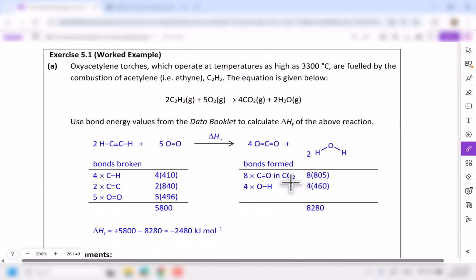Okay, so next we look at exercise 5.1. These are worked examples, so I will just briefly mention what has been written. You have oxyacetylene torches, which operate at 3,300 degrees Celsius, fueled by acetylene. This is the reaction. Then they ask you to use bond energy values from the data booklet to calculate the enthalpy change of reaction of the above reaction.